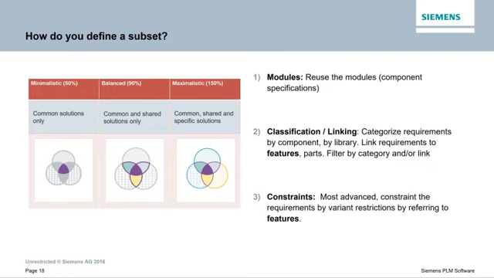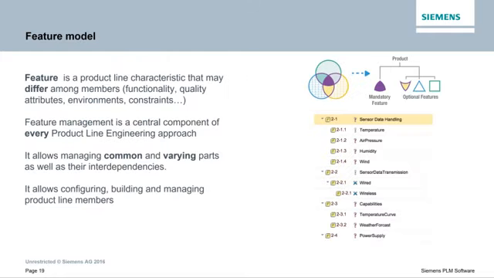The more advanced, or the most advanced, is to apply the requirements constraints. To constrain the requirement means that you really apply a specific restriction to a requirement by referring to the features. You see that for both approaches 2 and 3, I refer to the term feature, because the feature model is an essential part of the variance management concepts.